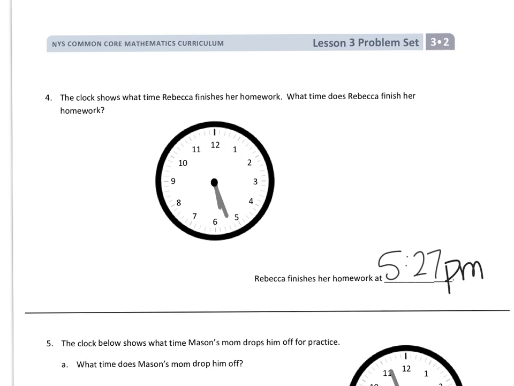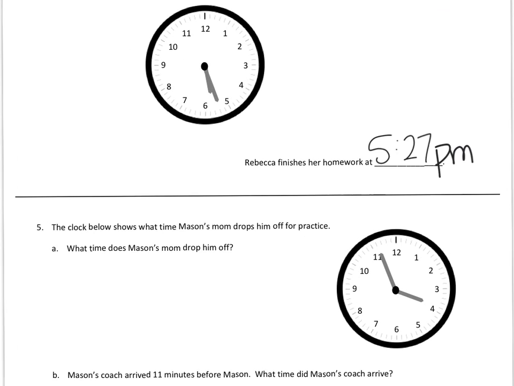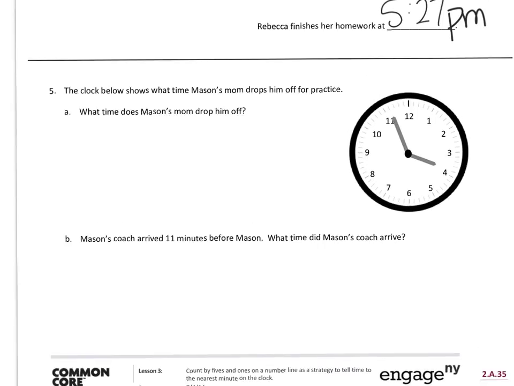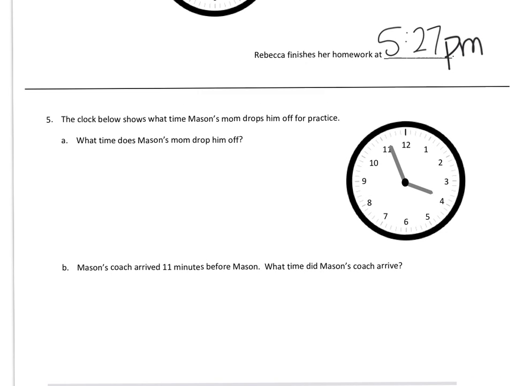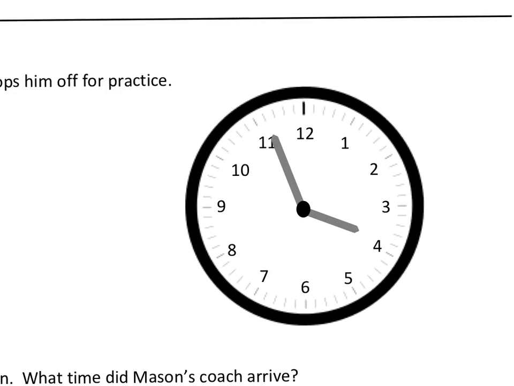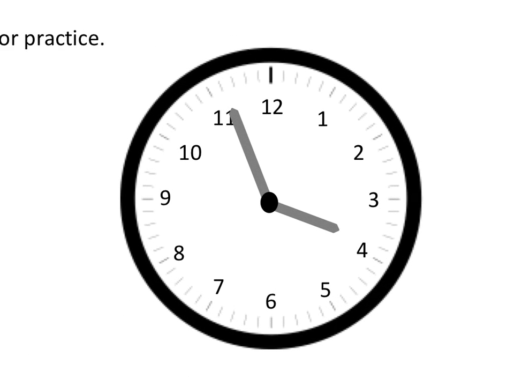All right. Oh, this is our last one. The clock below shows what time Mason's mom drops him off for practice. What time does Mason's mom drop him off? So let's read the time on the clock first to answer that question. Now, don't let the hour hand trick you on this one. Let's make it big so we can see it.